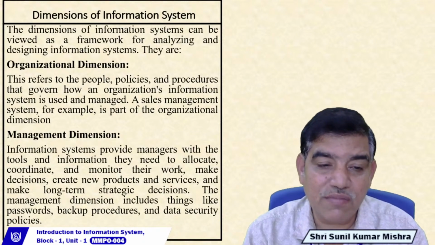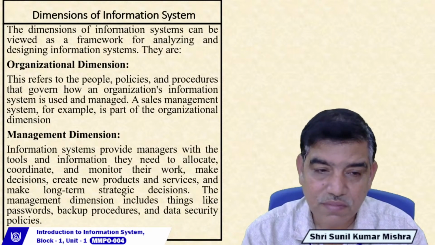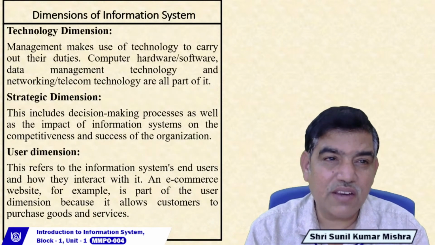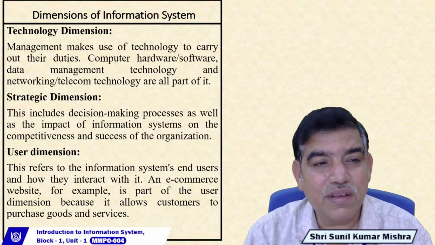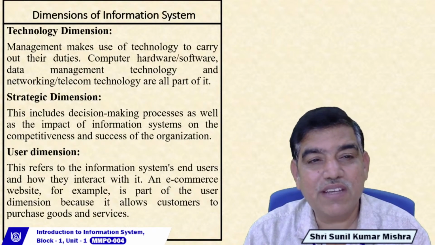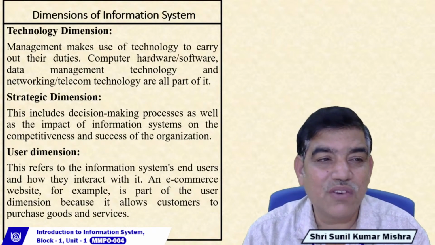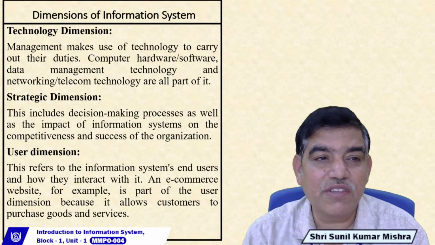Then quality information will be available to the users. Then the technology dimension. As we know, the organizational dimension, the management dimension. Then to achieve that, management makes use of technology to carry out their duties. Computer hardware and software, data management technology, and networking and telecom technology are all part of it. What is the meaning of this technology dimension?